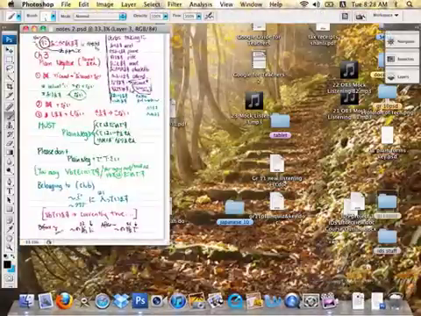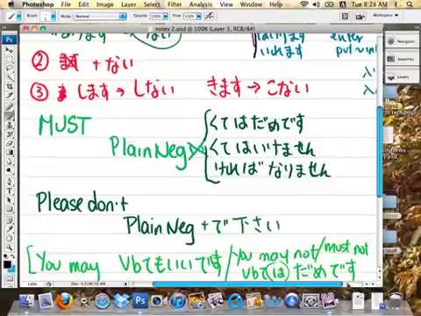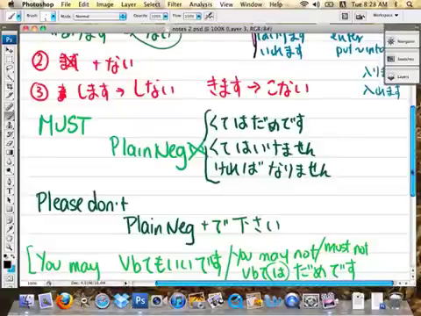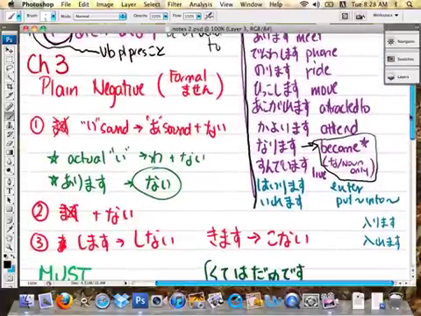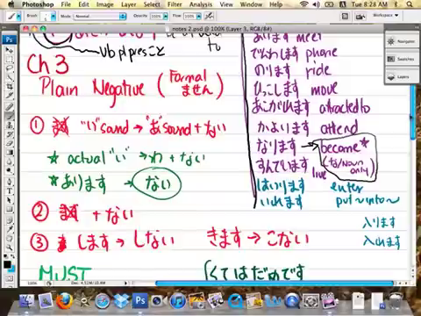Okay, let's take a look at chapter 3. So chapter 3 started in with the idea of the plain negative, and that was the thing when we looked at the school and rules. So chapter 3 was the plain negative, which is the plain form of masen.